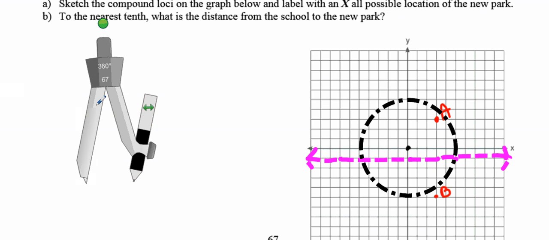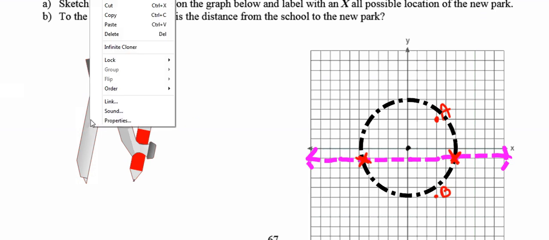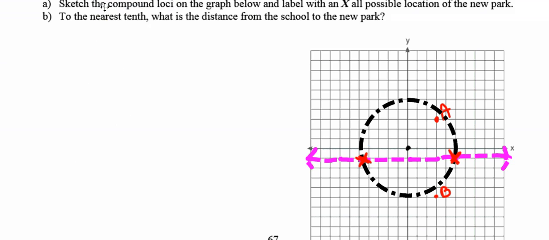So they want us to label with an X all possible locations for the new park. So in other words, all possible locations that meet both the criteria on the locus that I sketched in pink pen and the locus that I sketched in the black pen. So there's one possible location. There's a second possible location. Part A, done.